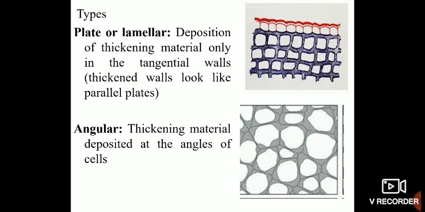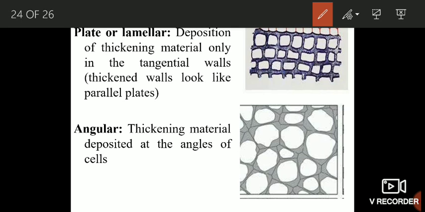Now the types of Collenchyma. We have four different types of Collenchyma tissue in plants. The first one is plate or lamellar type. In this type, the deposition of thickening material only occurs in the tangential walls of the cells, and because of this type of deposition, the cells look like parallel plates. Here you can see in the image, this is the outer tangential wall and this is the inner tangential wall. Tangential wall means which is parallel to the surface. And these are the radial walls here.